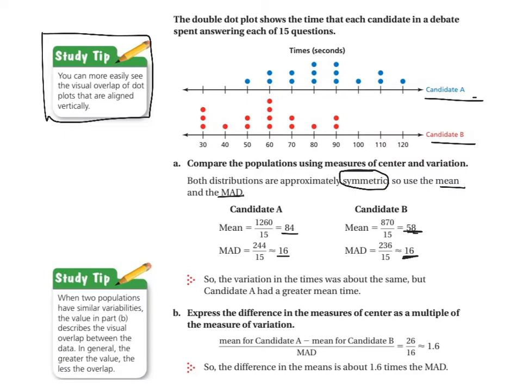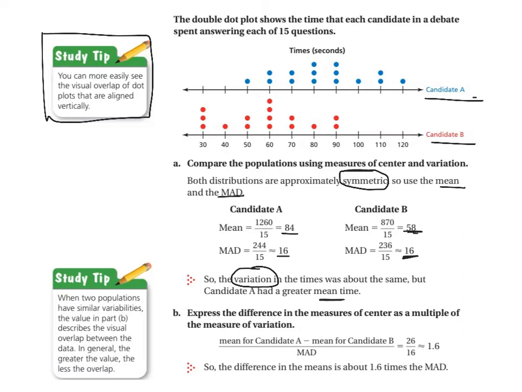So the variation in the times was about the same. It was 16. But candidate A had the greater mean time. So they got more talking time.